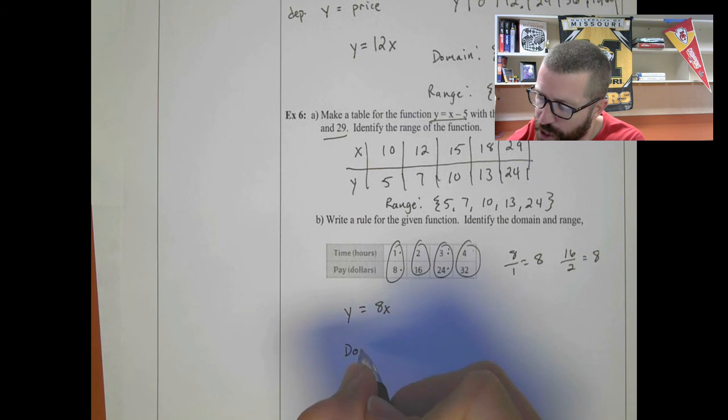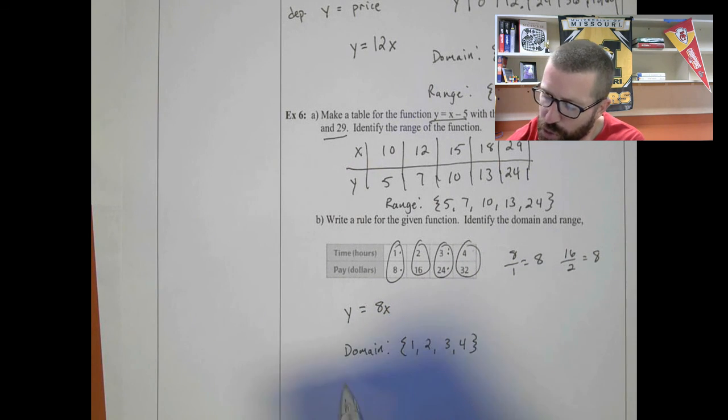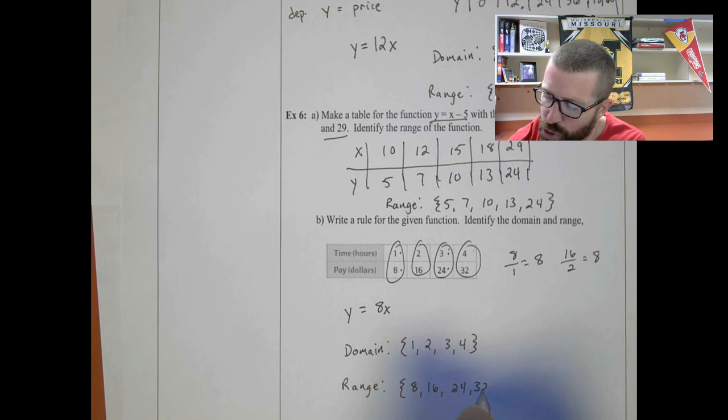My domain is all the inputs, or time, in this case. That's 1, 2, 3, and 4. Make sure you use a comma separating each one. And then the range is all the outputs, which is 8, 16, 24, and 32.